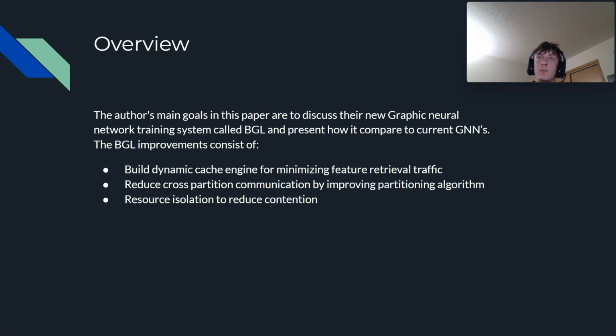The authors' main improvements included building a dynamic cache engine in order to minimize their feature retrieval traffic. Second, they looked to reduce cross-partitioning communication by improving the partitioning algorithm built off of previous algorithms. And third, the researchers looked to achieve resource isolation to reduce contention of crucial data.